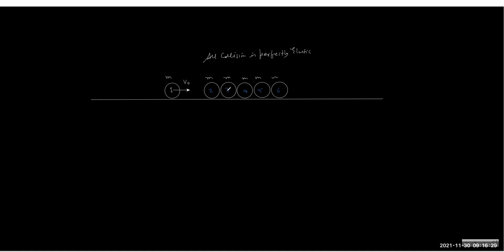So the moment one hits the two, what will happen? One will come to rest because the two is at rest, and the two will try to move next with velocity v naught, but it will hit the three. So again, it will exchange the velocity, and so on. Eventually, what will happen? After the collision, the situation will be like this.